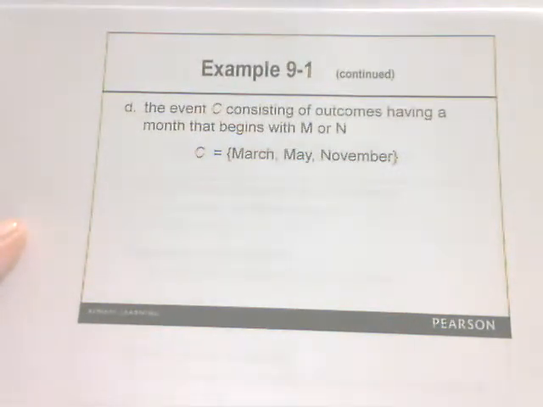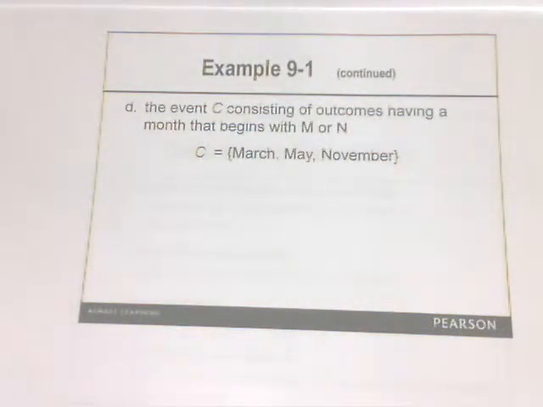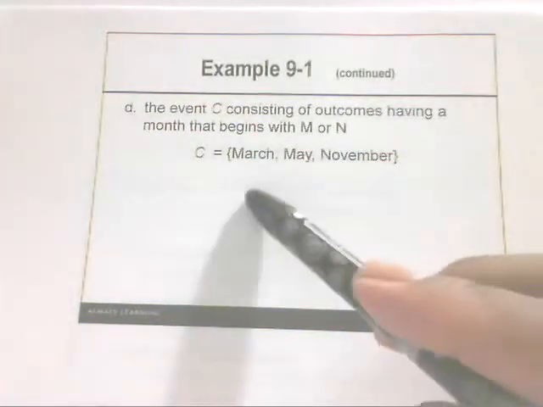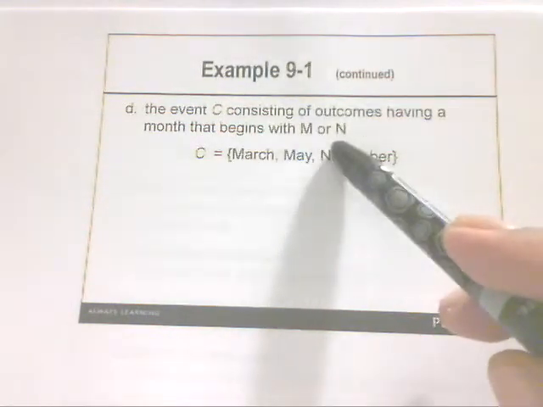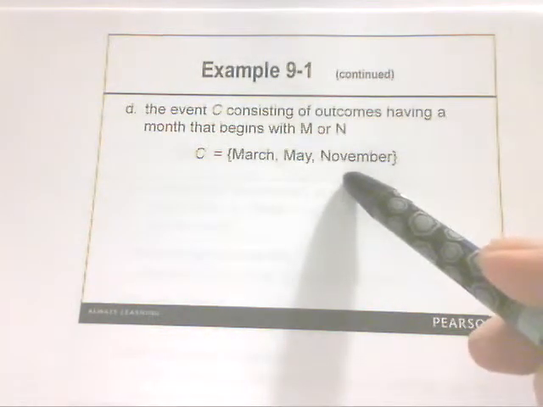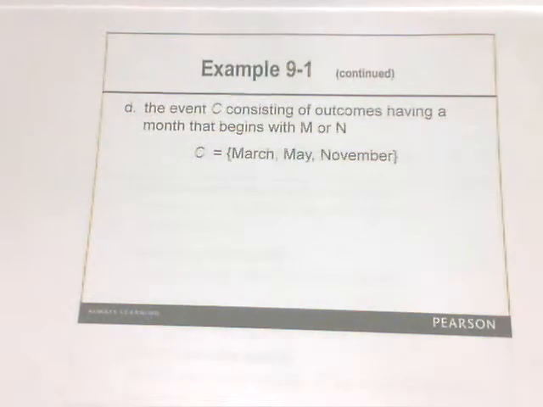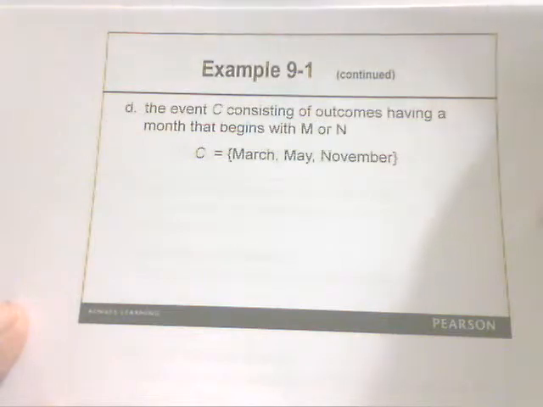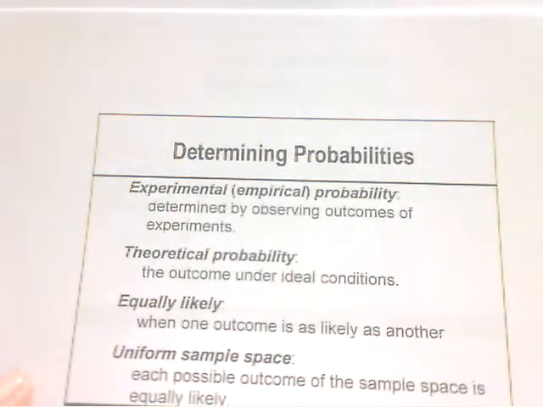And the event C consists of outcomes having a month that begins with M or N. In this case, there are 2 months that begin with the letter M, that's March and May. And for the letter N, there's only 1 month, November. So this represents the event C that consists of outcomes having a month that begins with either the letter M or the letter N.